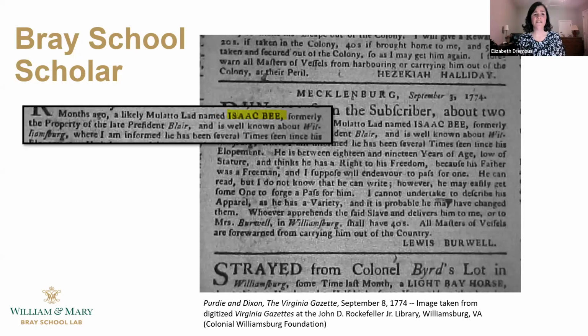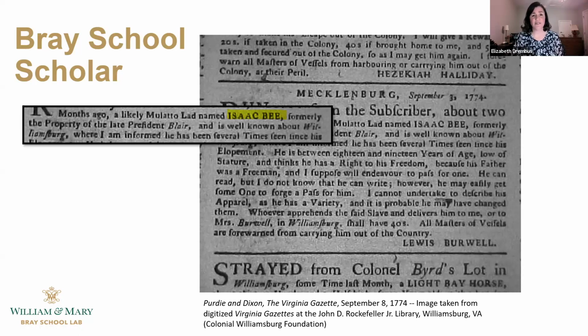Isaac B. is listed as formerly the property of the late President Blair. We know from the attendance lists in 1765 that Isaac B. was sent to the Williamsburg Bray School by President Blair. Using traditional genealogy research, we've tried to figure out the relationship between President Blair and Isaac B.'s enslaver, Lewis Burwell. It turns out that Lewis Burwell is the grandson of President Blair. So when Lewis Burwell mentions in the ad that Isaac could be delivered to Mrs. Burwell in Williamsburg, he may be referring to his mother, Christian Blair Burwell, who still lived in Williamsburg.